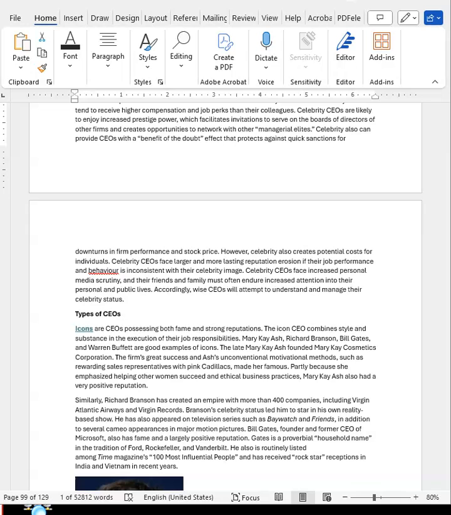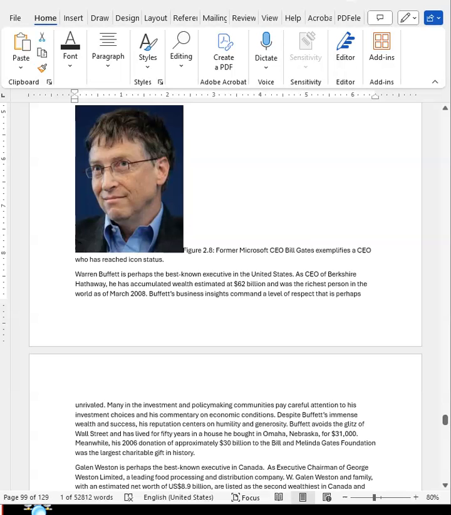Gates is a proverbial household name in the tradition of Ford, Rockefeller, and Vanderbilt. He also is routinely listed among Time magazine's 100 most influential people and has received rock star receptions in India and Vietnam in recent years. Figure 2.8. Former Microsoft CEO Bill Gates exemplifies a CEO who has reached icon status.